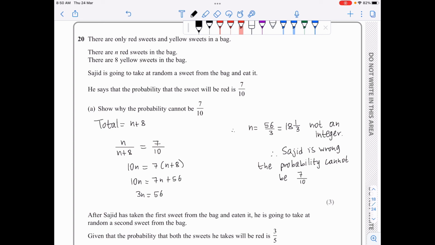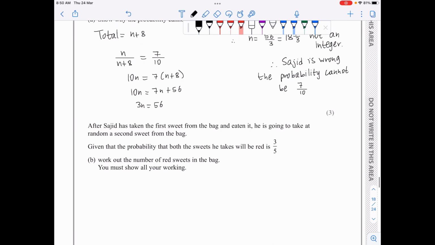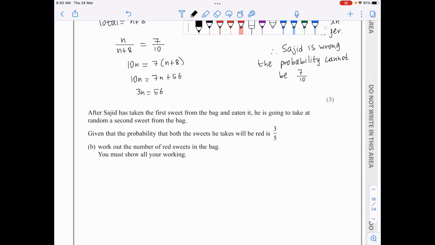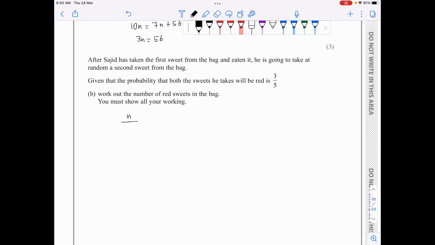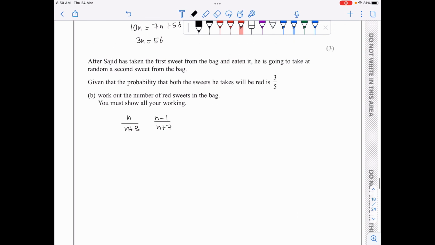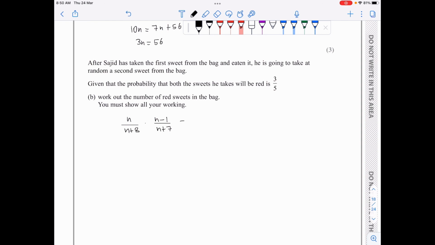Now, after Sajid has taken the first sweet and eaten it, he's going to take at random a second sweet, and the probability that both the sweets he takes will be red is 3 over 5. We need to work out the number of red sweets in the bag. Now, the number of red sweets originally was n, and the total was n plus 8. And if I took a red sweet, it means I'm now left with n minus 1 red sweets out of a total of n plus 7 sweets. So, because I want both of these to happen, this times that will be 3 over 5.